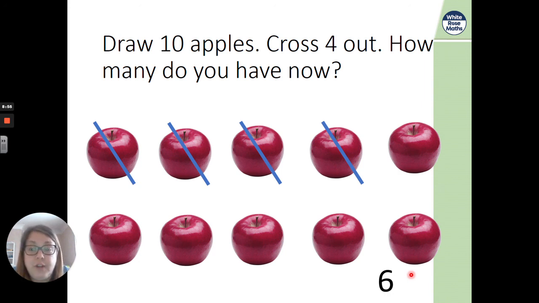Perhaps you could even create your own and send it to me. Again, a little challenge if you want to, but don't feel pressured into it. So you want to create your own story. So numbers less than 10, we've been focusing on, haven't we? So using however many up to 10, cross so many out, and then tell me how many you've got now. But again, no pressure. It's just if you want a little bit of an extra activity.